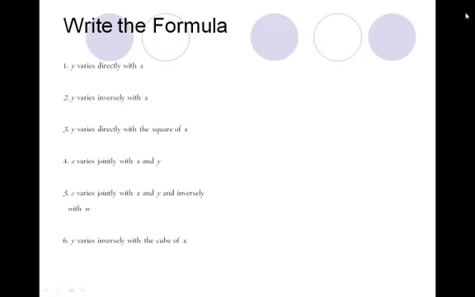Okay, we're going to write the formula for each one of these, just practicing how to write formulas. On number 1, it says y varies directly with x, so our formula is y equals kx. That's the direct variation formula. On number 2, it says y varies inversely with x, so think about what that inverse variation formula was, and it was y equals k over x. On the next one, it says y varies directly with the square of x. So you want to use the direct variation formula, but you want to use the square of x instead of just regular x. Here's how that looks. Y equals kx squared.